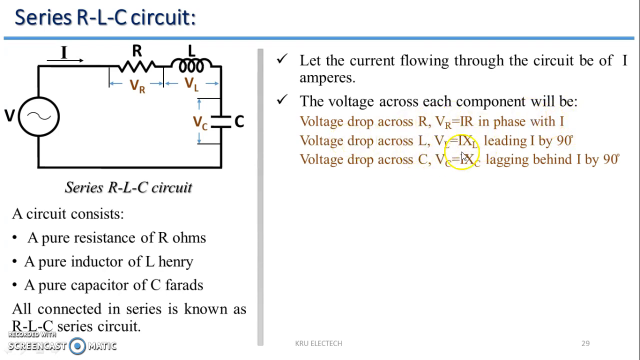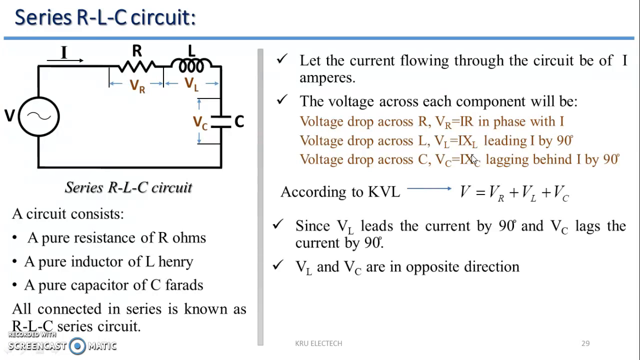In the second one, this is the VL, and VL equals I into XL. You know that XL is the inductive reactance. In case of inductive reactance, the current is lagging by 90 degrees. And in the third case, this is the VC, and VC equals I into XC, the capacitive reactance. So according to KVL, Kirchhoff's voltage law, VR plus VL plus VC equals V. You know very well that.